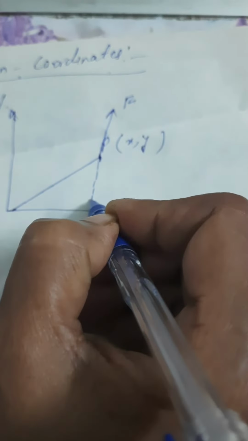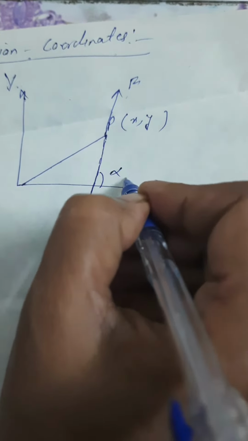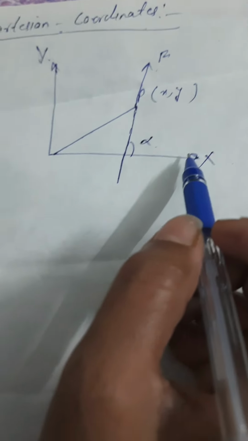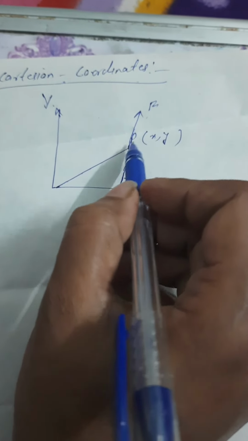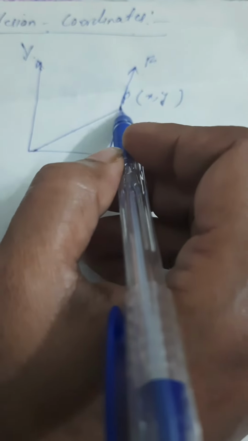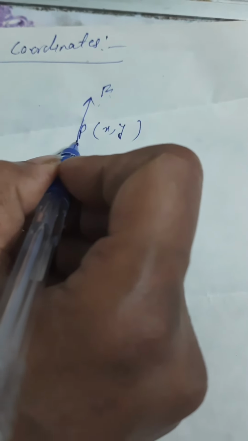With the help of this force, this point will turn, and this will be the line of action of force. This will make an angle alpha with the x-axis. When force F is applied here, a turning effect takes place, and the body rotates and reaches point P dash.